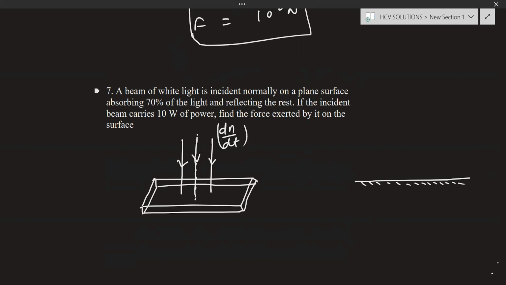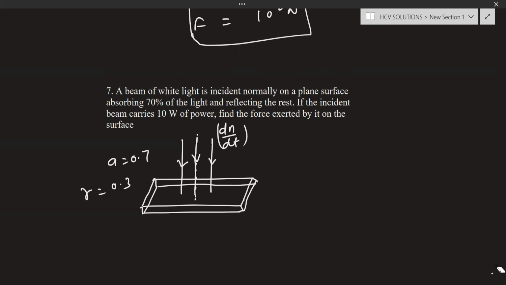It is mentioned that the surface absorbs 70% of the light. Let us suppose absorptivity is 0.7, so reflectivity will be 0.3. It means of the total number of photons falling per unit time, 0.7 part is absorbed by the surface and 30% is reflected back.